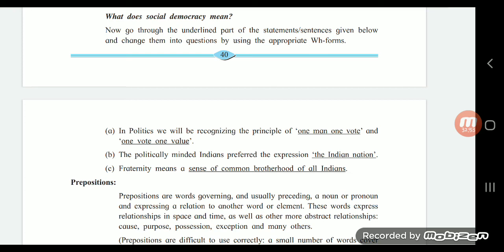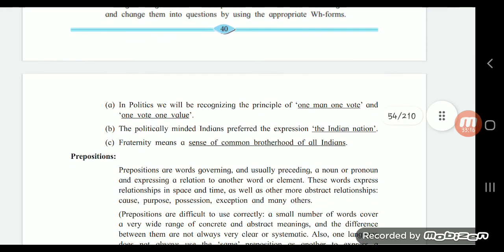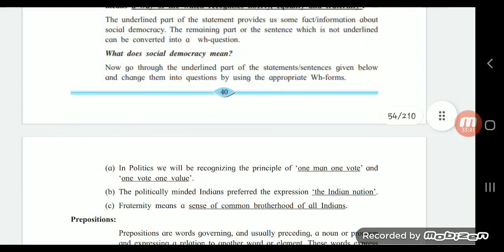Okay, original verb. And last, fraternity means a sense of common brotherhood of all Indians. Fraternity means what? Simply what question will be formed, then means, simple present tense, third person singular, does. What does fraternity mean? This question will be formulated. Okay, that is all that is expected. So go through the PDF. I will share it with you. If there is any basic doubt, it will be cleared.